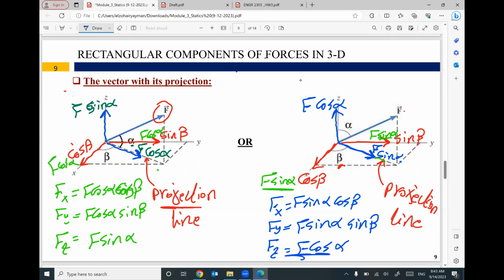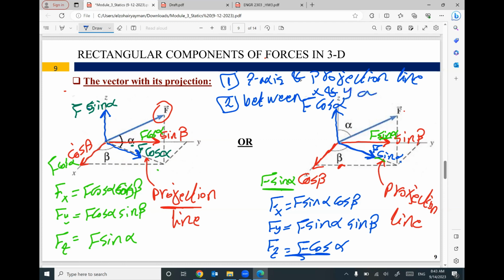So keep in your mind, if you would like to figure out the three components in this case, we have two steps. The first step, we need to break your force between the z-axis and projection line. Then I will break the projection line component between X and Y axis. If you follow these two steps, you can break your force if you have this case.